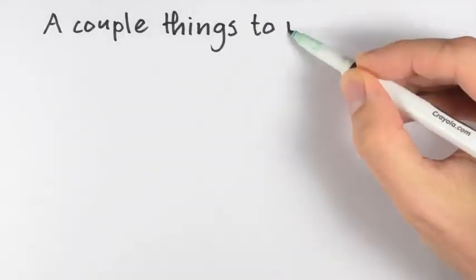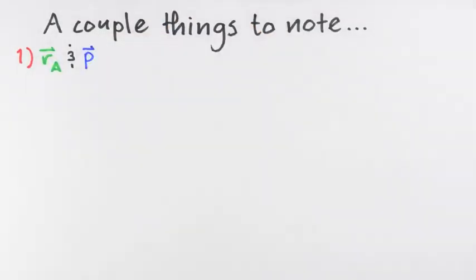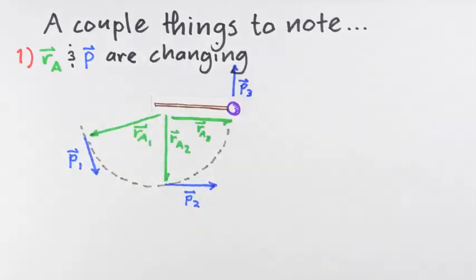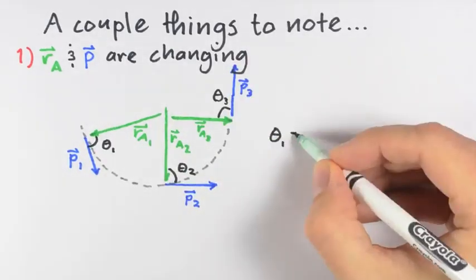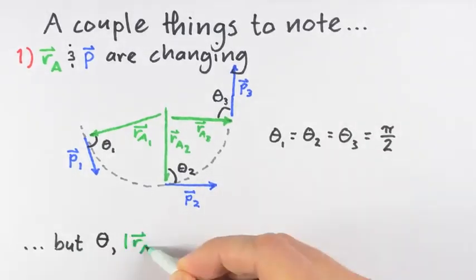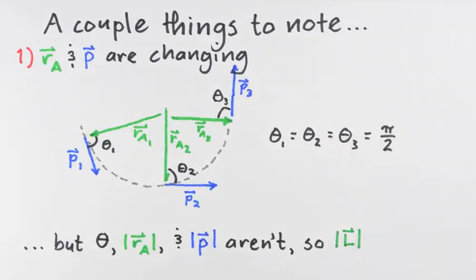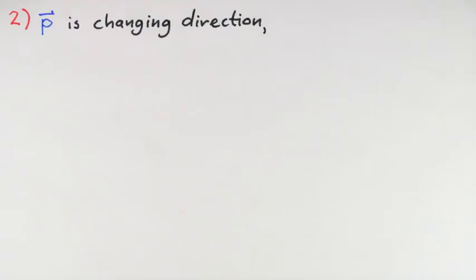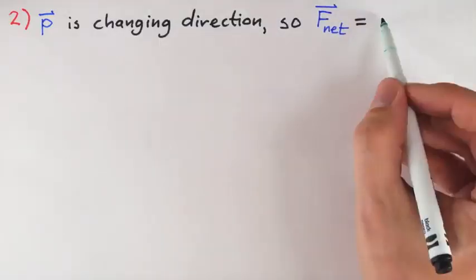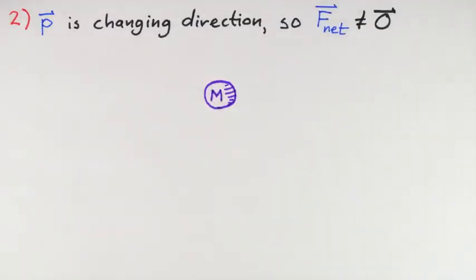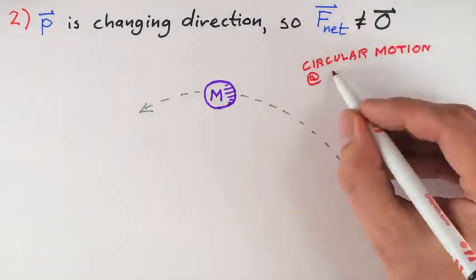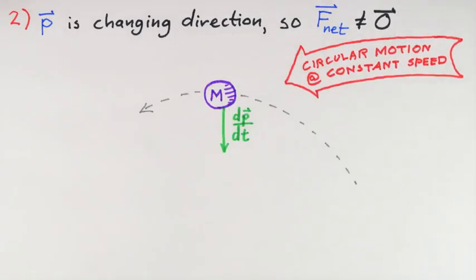Now it's worth noting a couple of things here. First, in this case, the position vector and the momentum vector are, in fact, changing. They're both changing directions as the system rotates. However, the angle between the vectors and the vector magnitudes don't change. The mass m moves in a circle at constant speed, so the angular momentum magnitude doesn't change. Second, notice that since the momentum is changing directions, the net force on m is non-zero. Moreover, we know from our earlier work that since m moves in a circle at constant speed, the vector dp/dt points toward the axis A, and so too must the net force.